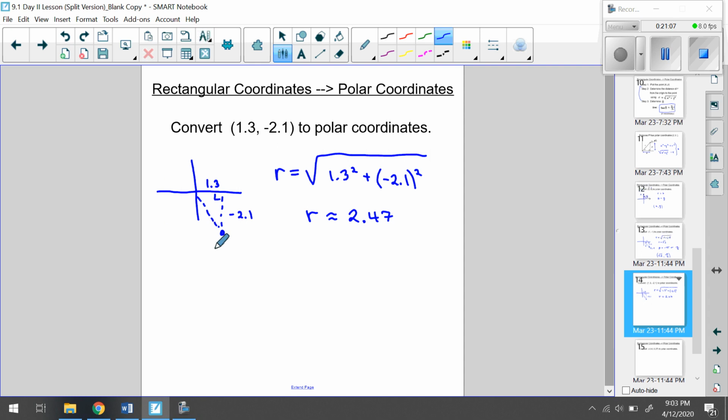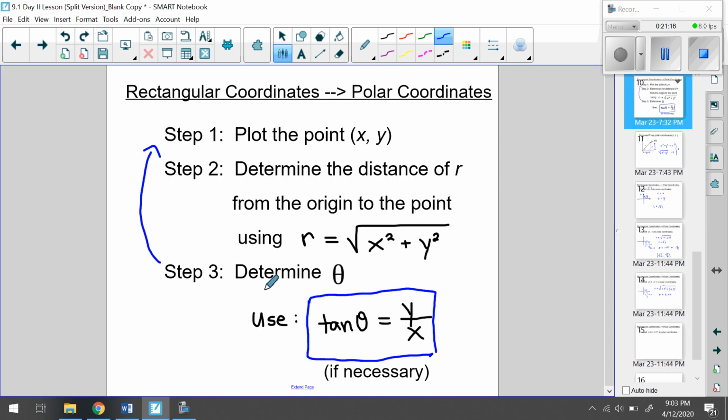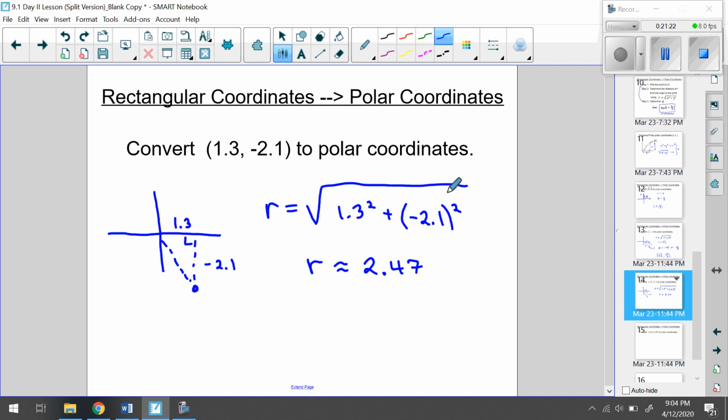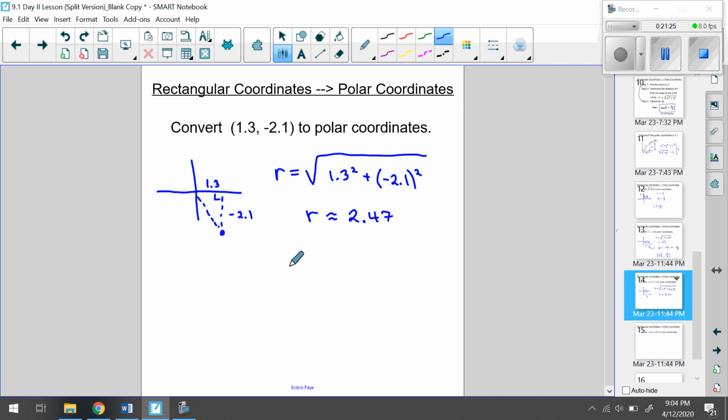So this is the first example where you'll notice the angle is not obvious. Okay, it's not one of those common values on our unit circle. And so this is where, if we go back to step 3 here, it says determine the angle. And I wrote to use the inverse tangent if necessary. So I think this will be an example where it's necessary since we don't know what that angle is. So we do know that the tangent of that angle is the opposite over the adjacent, or y over x. So it's going to be negative 2.1 over 1.3.